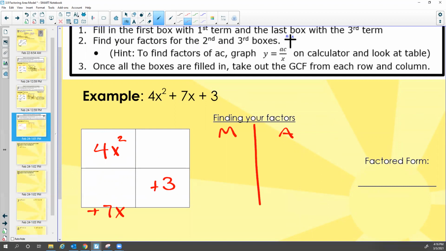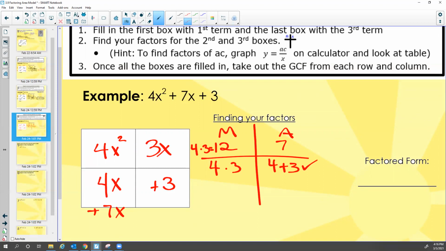MA, multiply 4 times 3 to get 12. Adds up to 7. What are factors of 12? Well, we just said 4 times 3 are factors of 12. Well, what is 4 plus 3? That is 7. So I have my two factors. Notice that a lot of times I use the two numbers that I just multiplied for my m, and I check that first before I continue on to other factors. Sometimes it works, sometimes it doesn't.